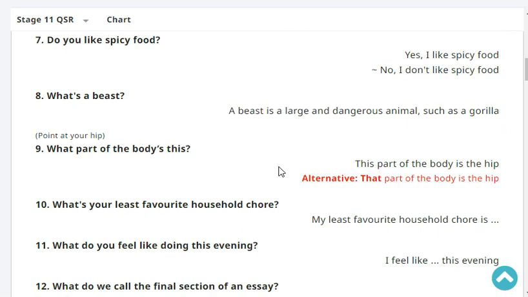What's a beast? A beast is a large and dangerous animal, such as a gorilla.